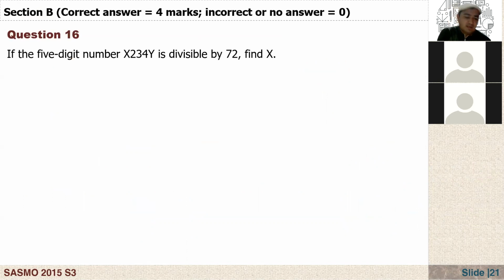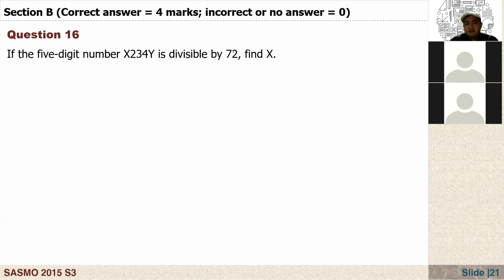Let's start with question 16, or okay, let's just do this question and finish the class. If the 5-digit number x234y is divisible by 72, find x.